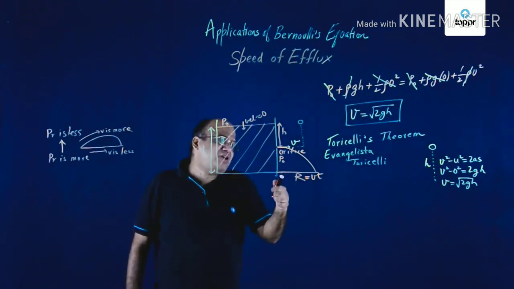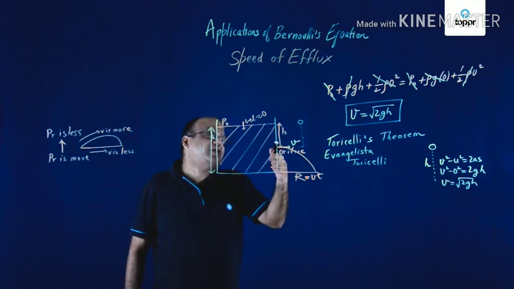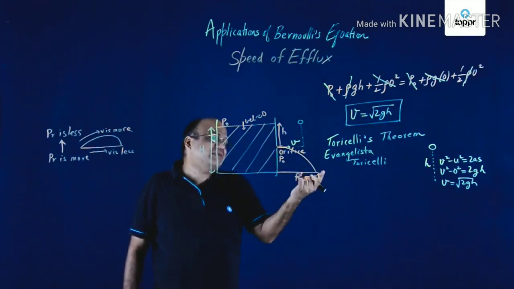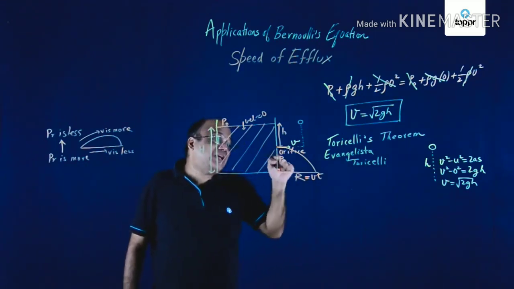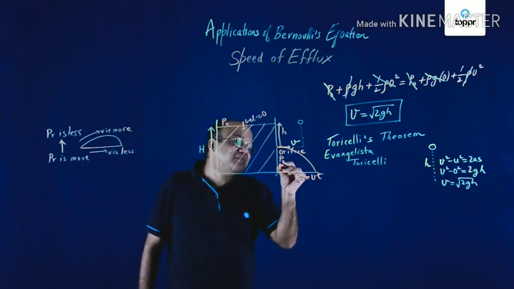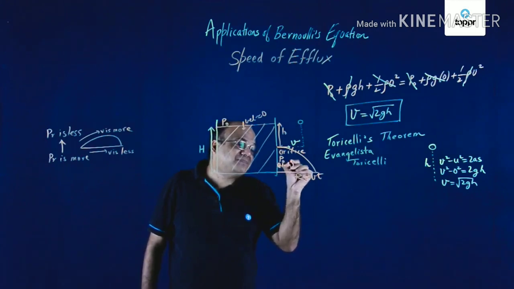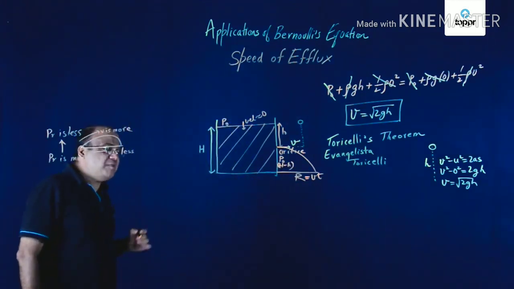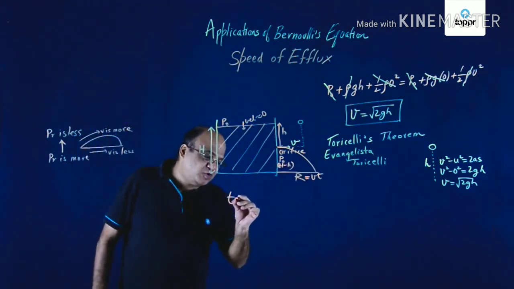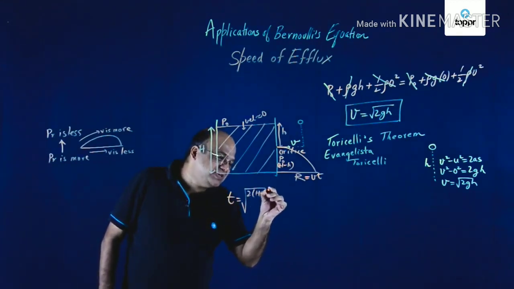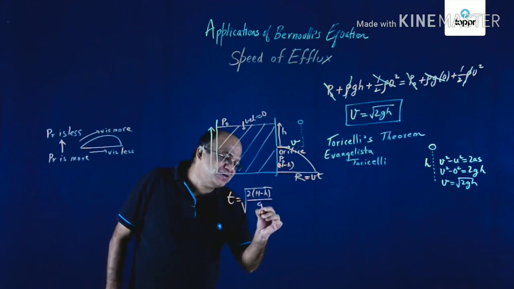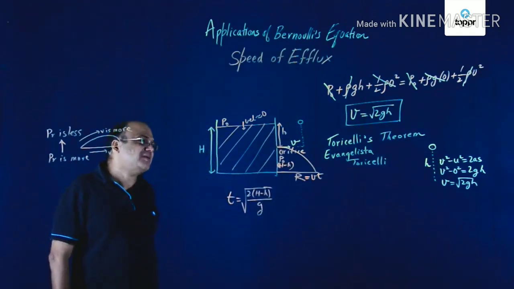This is like free fall, and the time will be given by root over 2 into the height into g, right? Root over 2h by g. So that height is nothing but H minus h. Therefore, the time of fall will be root over 2(H minus h) by g. This is the time of fall, right? Time to fall from here to here.